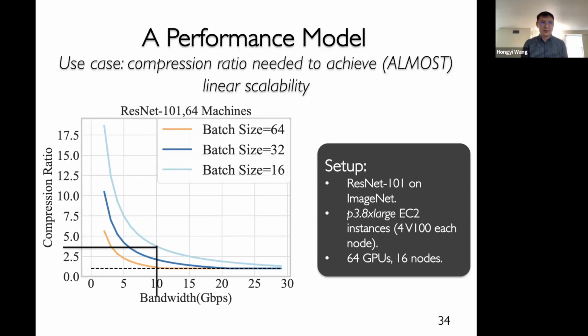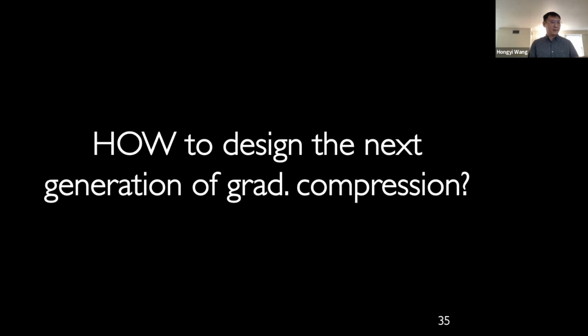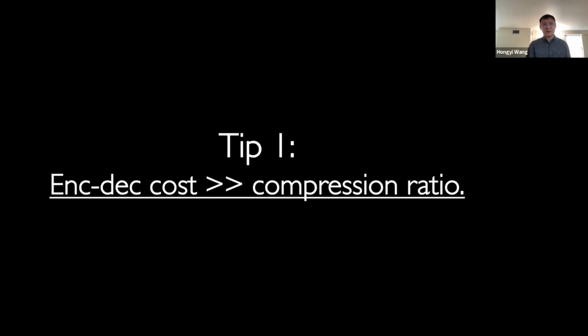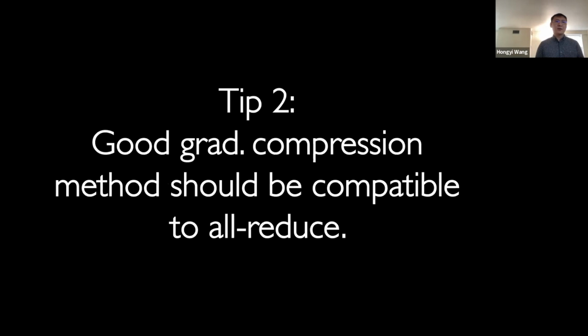So let's give a quick summary of what we need. First, we need to focus on the encoding and decoding cost instead of a high compression ratio. A high compression ratio maybe is not necessary, but you don't want to introduce too much extra computation. Also, a good compression method should be compatible with all-reduce. You don't want to design something that is not quite compatible, so that you have to use some slow APIs.